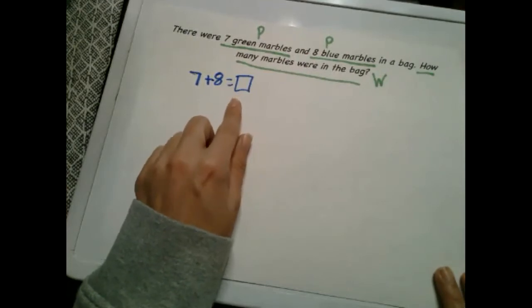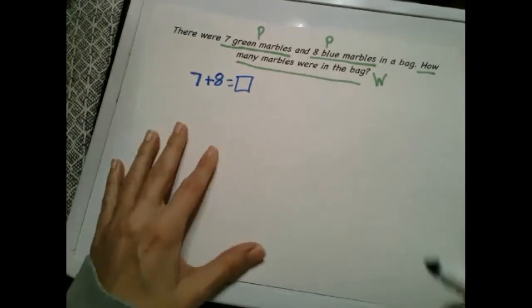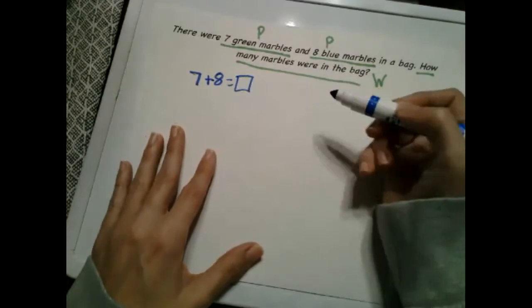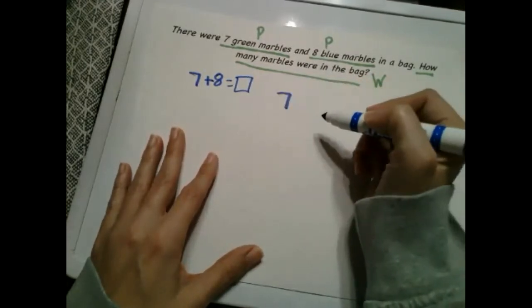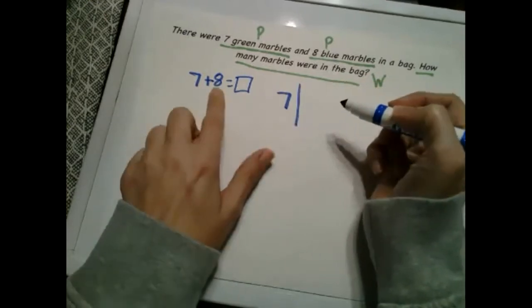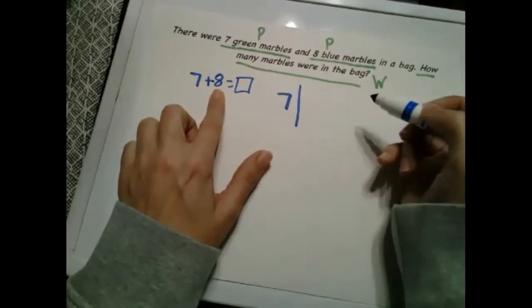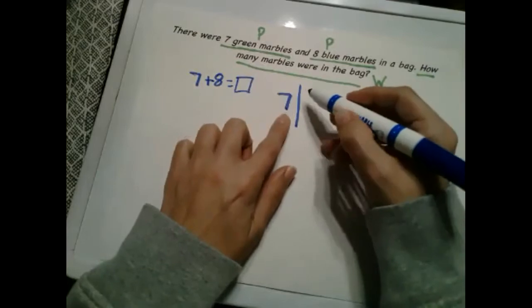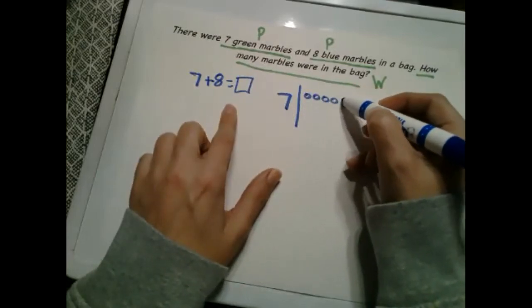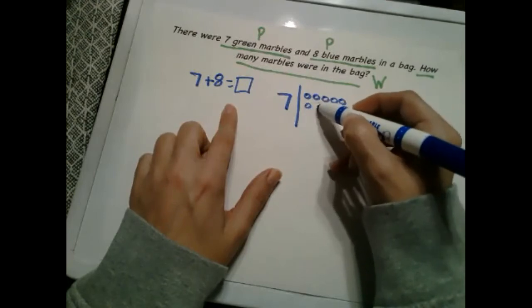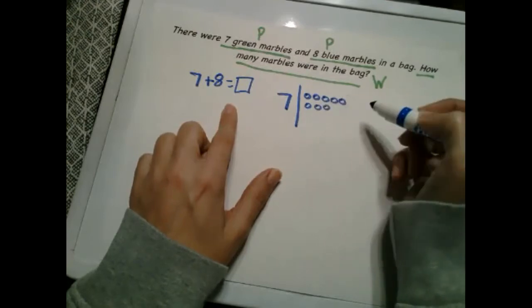I saw some wonderful strategies being used. I saw someone use their counting on strategy. They had 7 and they counted on 8 more. Count on with me, please. 7, 8, 9, 10, 11, 12, 13, 14, 15.